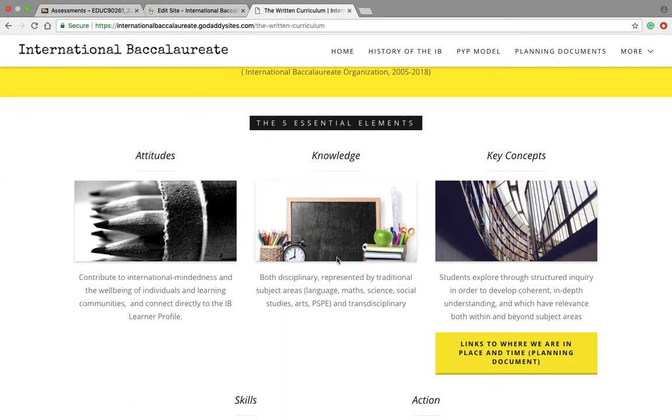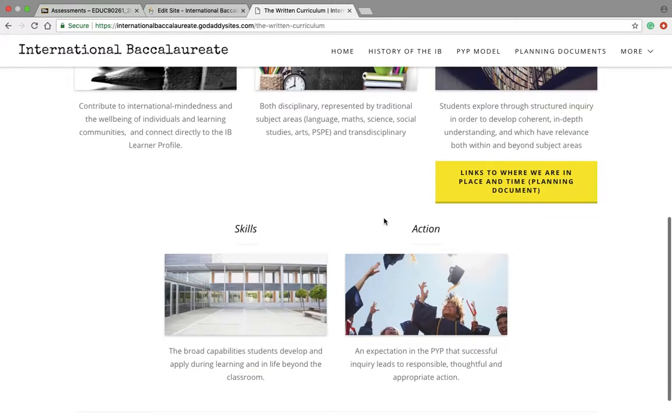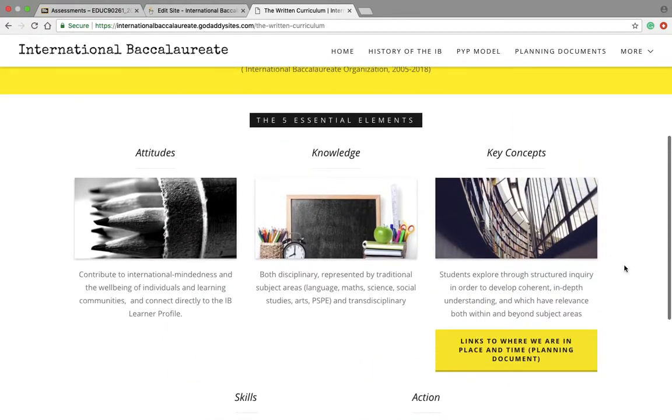In this component, we understand that the IB PYP framework comprises those 5 essential elements: attitudes, knowledge, key concepts, skills, and action. For the purpose of this assessment, we're going to take a deeper look into key concepts and how key concepts drive a unit of inquiry. Here, students explore through structured inquiry in order to develop coherent, in-depth understanding which has relevance both within and beyond subject areas.